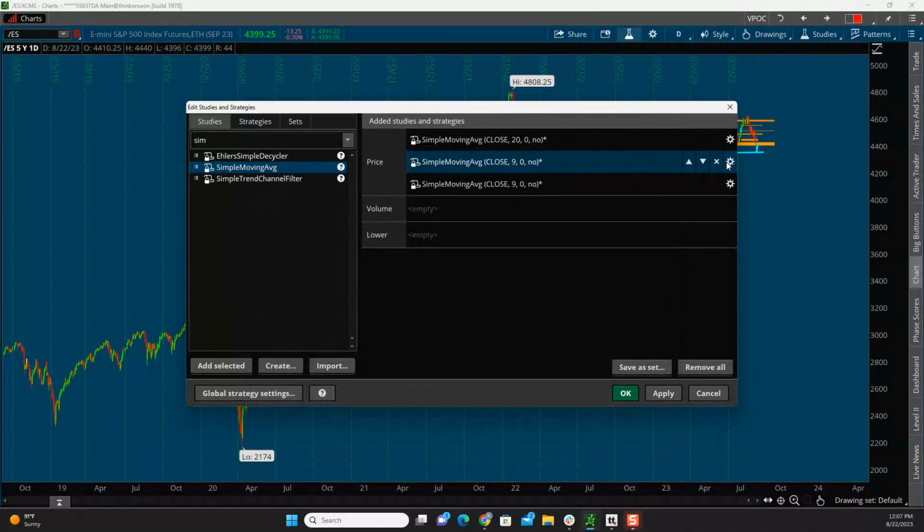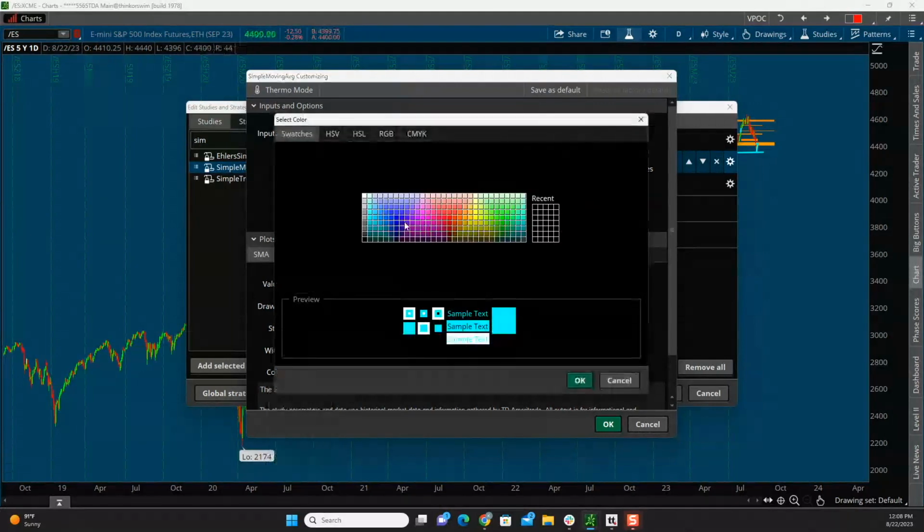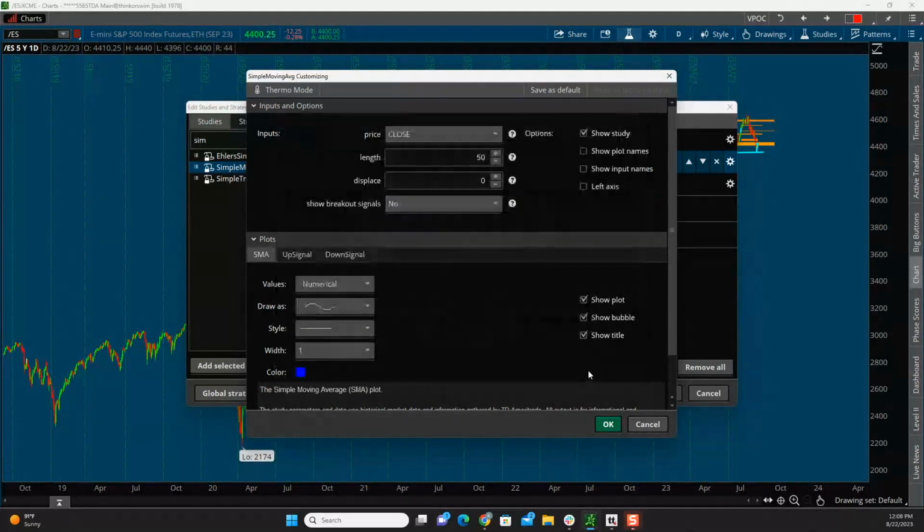The next one I want to do is my 50. My 50s have always been blue, like a darker blue. Why? I don't know, it's just how I've always been. And I'll put a 2, and I don't show these up and down signals on this either.